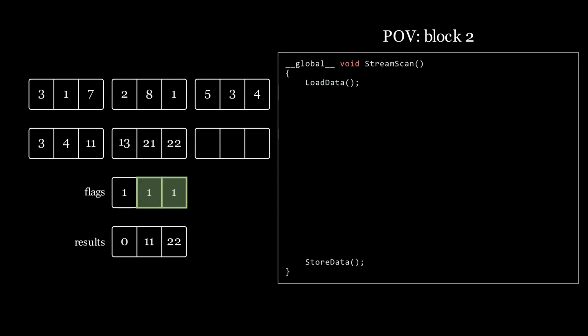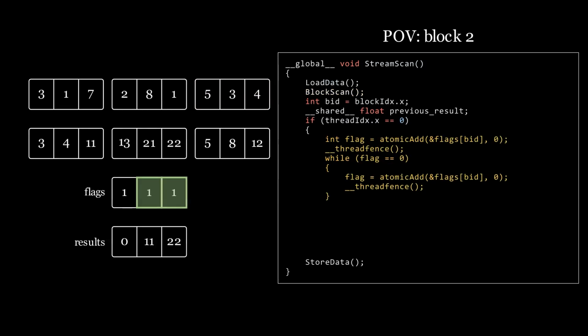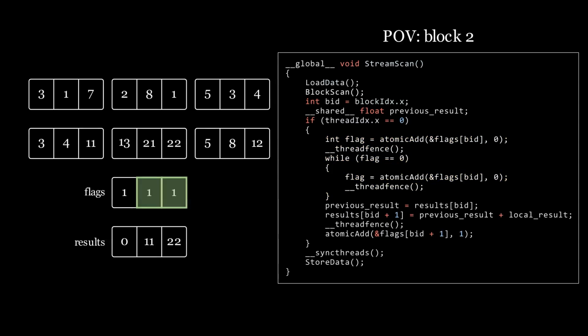Block 2 starts by locally scanning its subarray. After that's done, it checks if block 1 has already signaled the flag, which it did, so block 2 can safely read the result. And we're done.